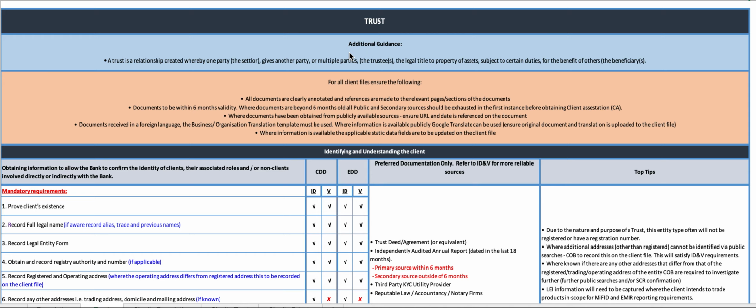So basically, a trust is a relationship created whereby one party, the settlor, gives another party or multiple parties, the trustees, the legal title to property or assets subject to certain duties for the benefit of others, the beneficiaries.